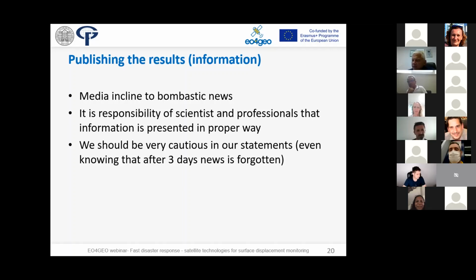Proper means that whatever the result is, we should also communicate the limitations of this result. So if we are aware that this is a preliminary result, then this has to be communicated, or what the level of accuracy or reliability of this result is, etc. So we should be very cautious in our statements.